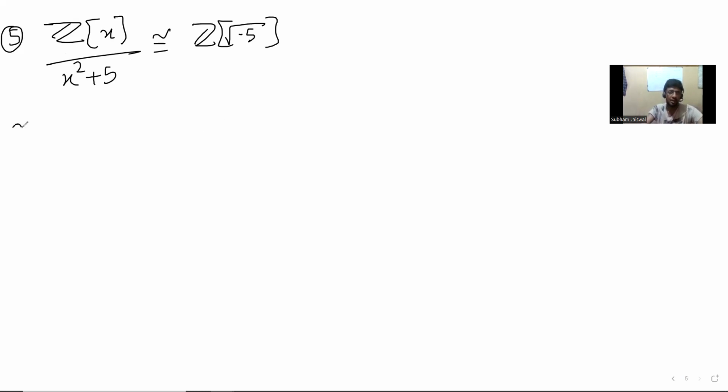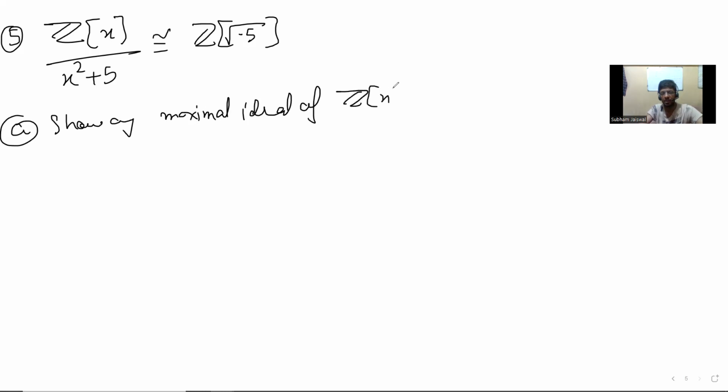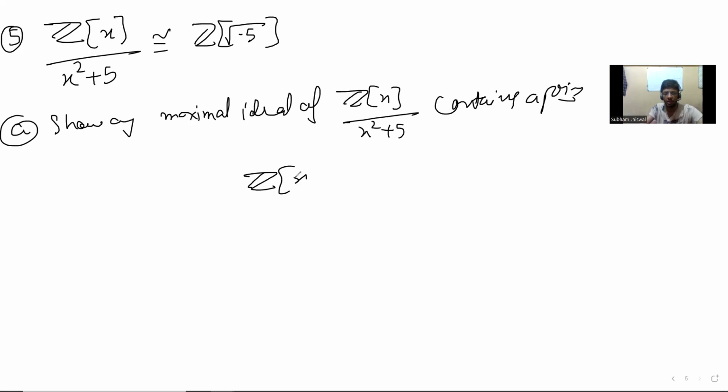Now, the first question is really: show that any maximal ideal of Z[x] mod this contains a prime. Really what you want is a maximal ideal containing x squared plus 5. Because we are basically interested in a maximal ideal of this, and we're interested in its relation with the integers.